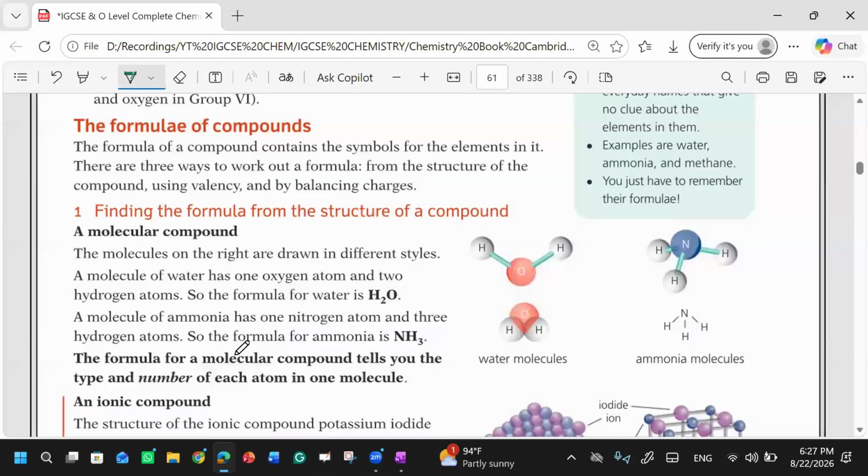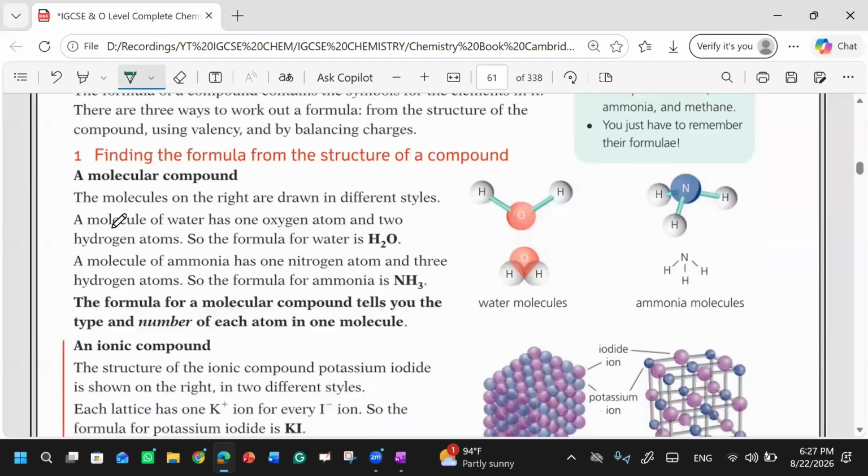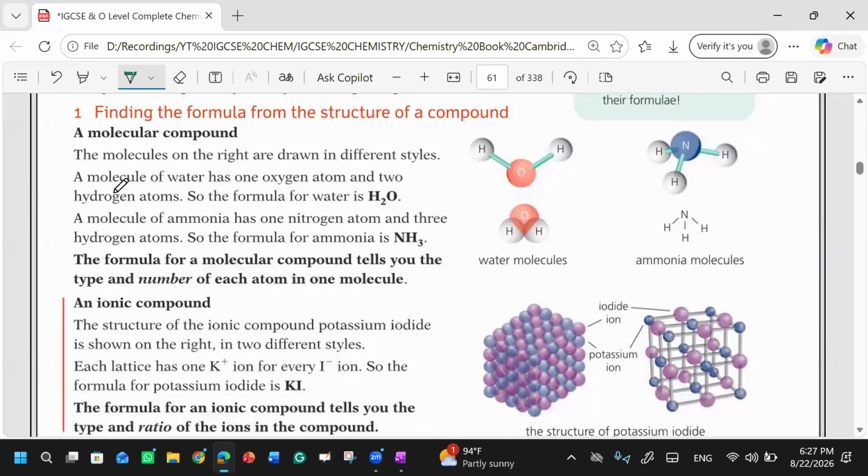Now they are telling us about the formulas. So a molecular compound: now they are telling us the molecules on the right are drawn in different styles. You see the water, you can draw it like this and you can also draw it like this. This is the same water, but we have different patterns to draw. Similarly, a molecule of ammonia has one nitrogen and three hydrogens. Can you tell me why in ammonia we have one nitrogen and three hydrogens?